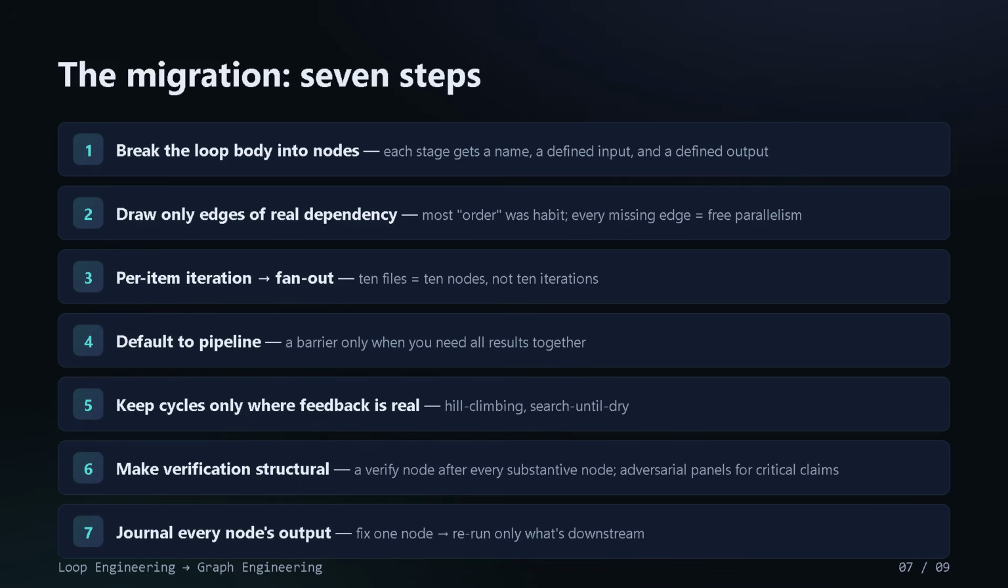The migration itself, seven steps. 1. Break the loop body into nodes with clear contracts. 2. Draw only edges of real dependency. 3. Turn per-item iteration into fan-out. 4. Default to pipeline. Add a barrier only with justification. 5. Keep cycles only where there is real feedback. 6. Make verification structural, with adversarial panels for critical claims. And 7. Keep a journal of every node's output, so you can resume exactly where you stopped.